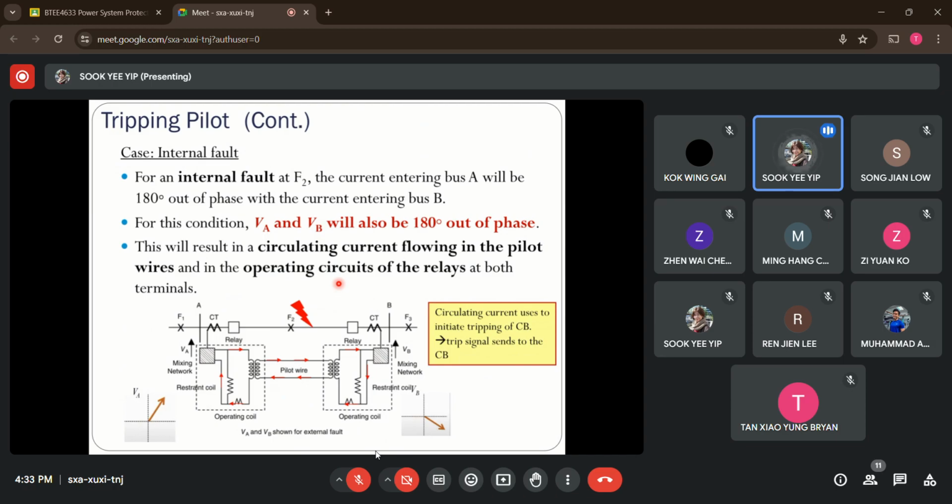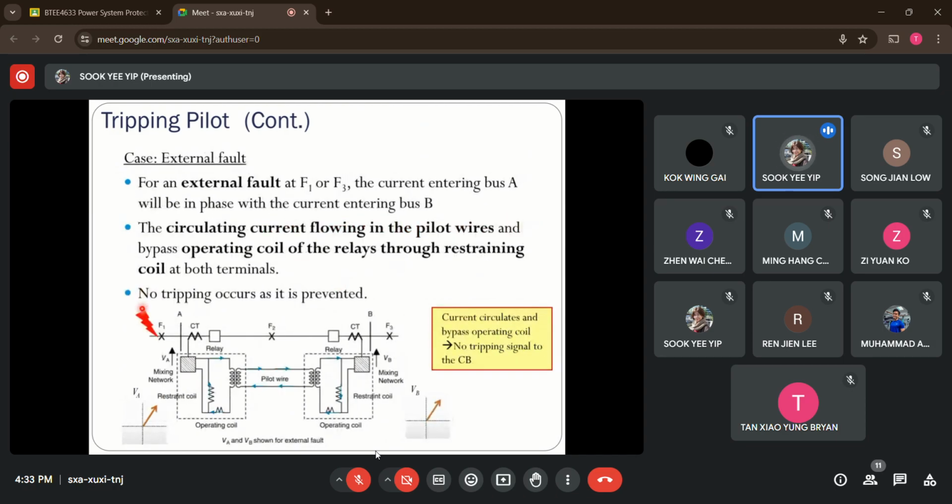Okay, but what if I have an external fault occurring outside? Let's say at terminal A here, either here or here is considered a terminal fault. So under these situations, the measured currents at both ends will basically be in phase.